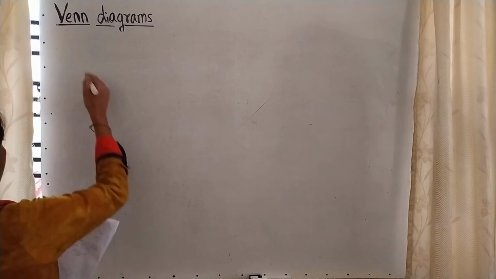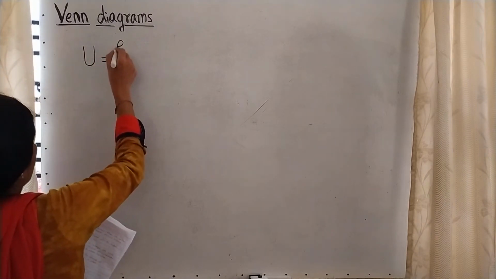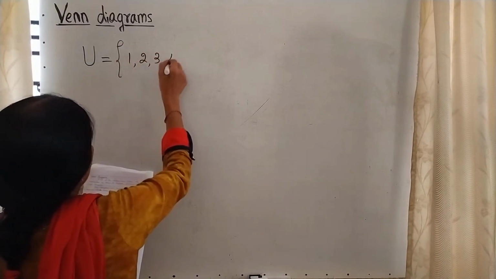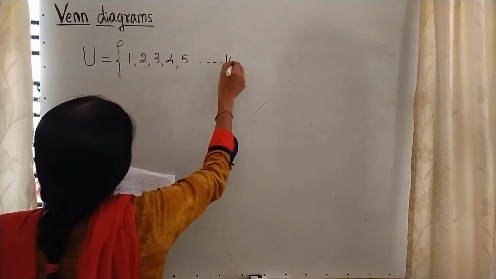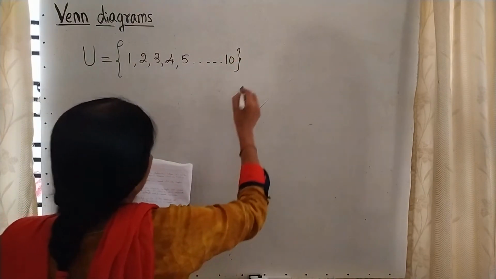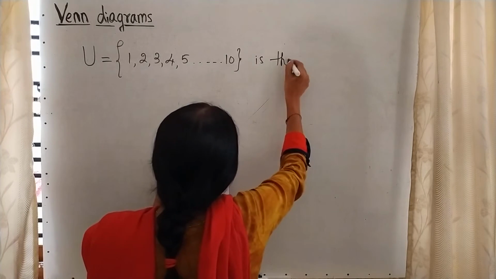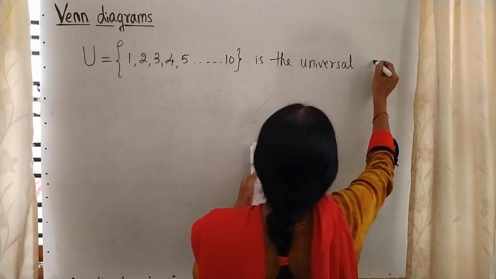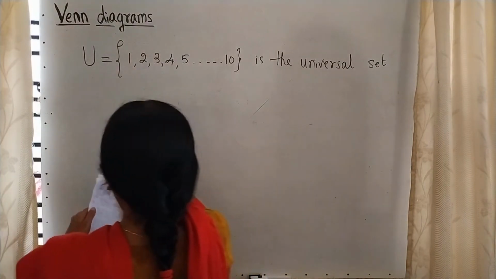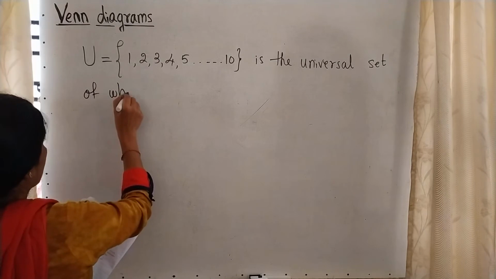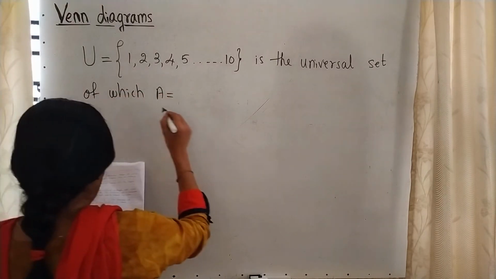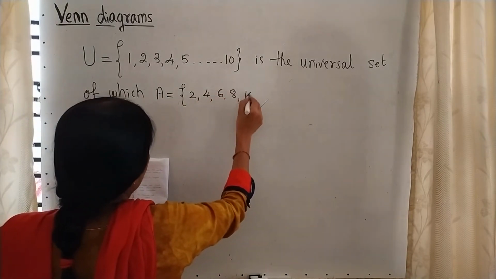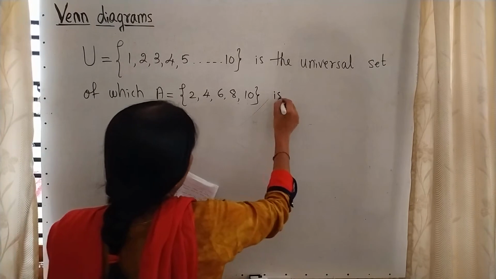First I will explain how to represent the Venn diagram. The universal set is given as 1, 2, 3, 4, 5, and so on, that means the middle numbers are also there. It ends with 10. This is the universal set, of which A is a subset. A is 2, 4, 6, 8, 10.